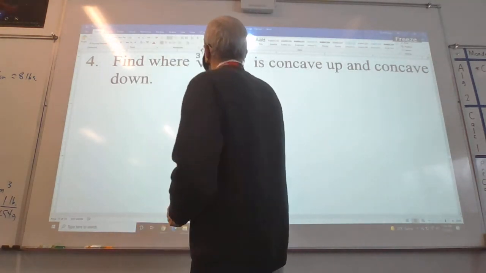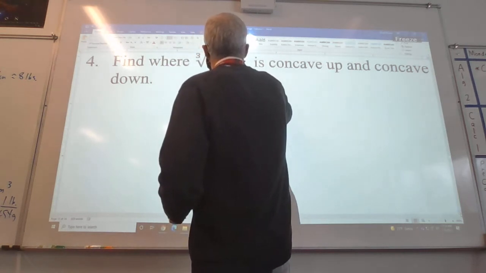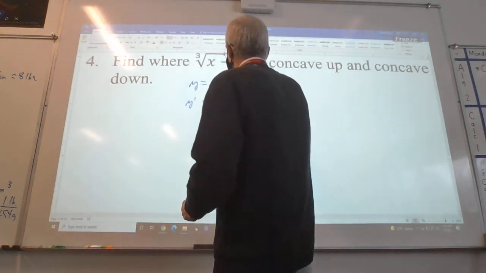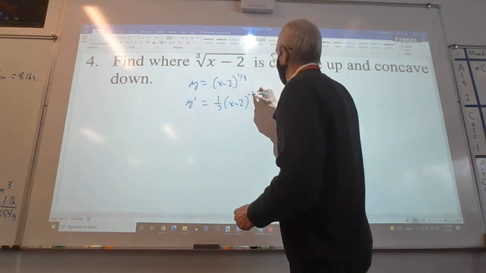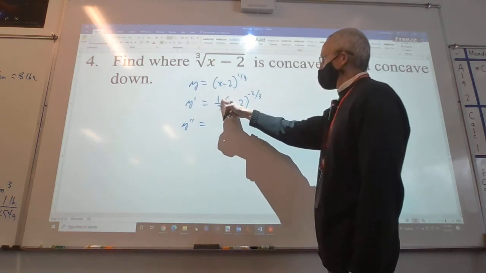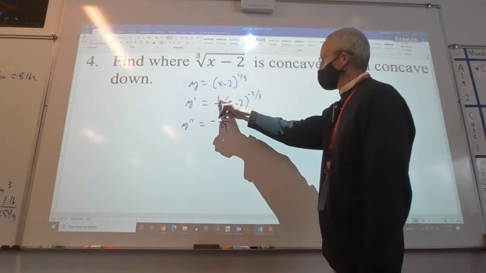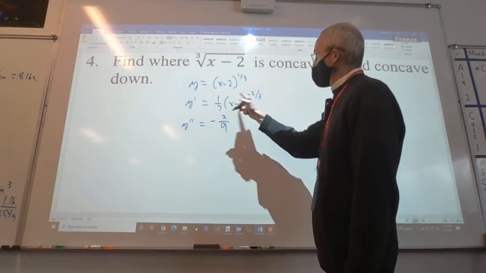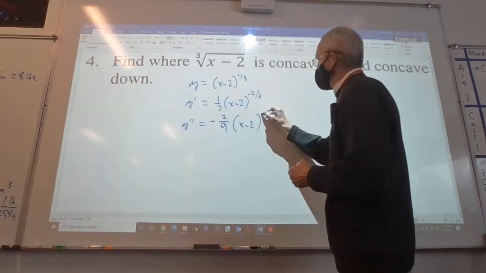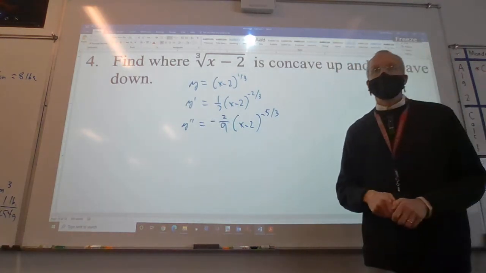this is a cube root, so as some of you did. So y is (x minus 2) to the 1/3. So the first derivative, y prime, is 1/3 (x minus 2), take away 1, to the negative 2/3. And the second derivative, negative 2/3 times 1/3 is negative 2/9, right? Negative 2 times 1 is negative 2. 3 times 3 is 9, yep. (x minus 2), take away another 1 from there, so that's a negative 5/3. Okay, we're done. Super easy. I mean, that's like a 10-second thing.